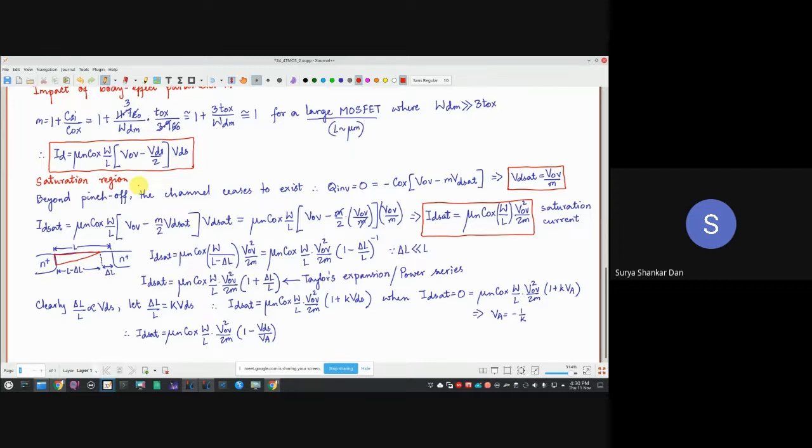Can anybody tell me from your BTech understanding? If V overdrive is approaching VDS. Yeah, but why? I'm trying to understand from a physics perspective. Sir, what is pinch off, by the way? More voltage if we apply at the drain side, very much depletion layer will be created, to compensate the charge.